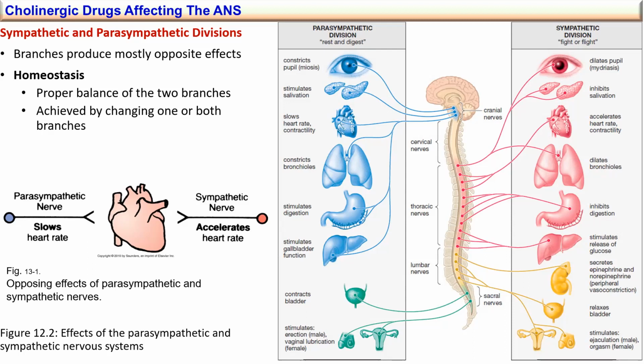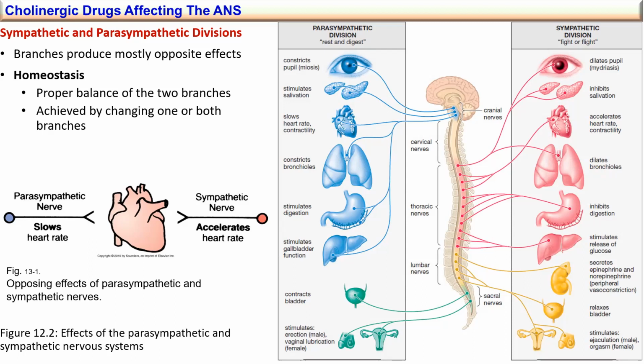So the key towards understanding the content of this chapter is to identify, define, and be able to memorize these functions. What would happen when the parasympathetic nervous system, or the parasympathetic division, is activated? That's what happens.